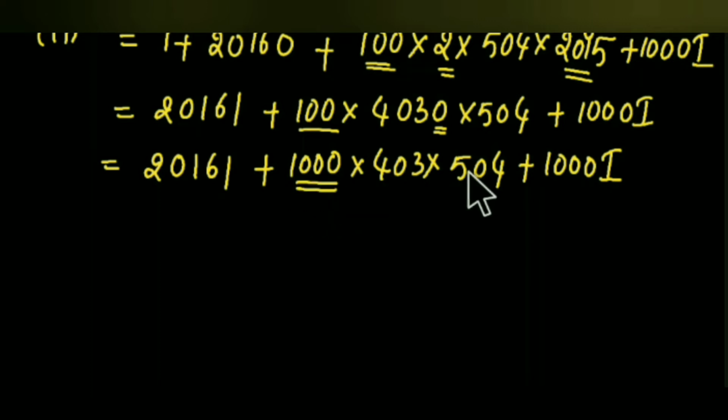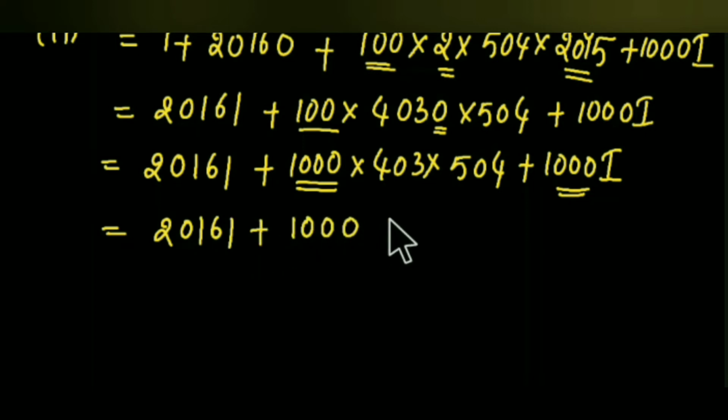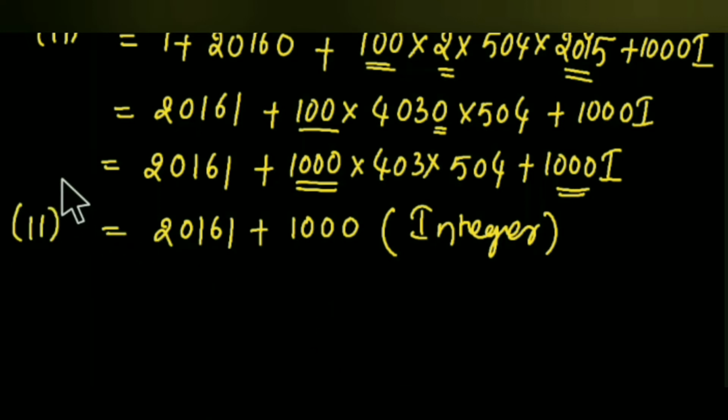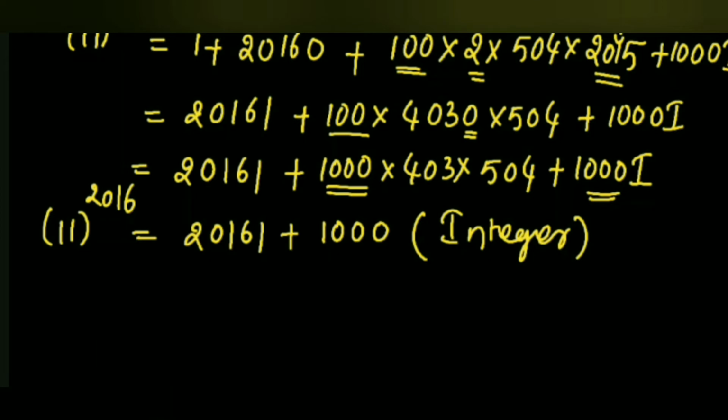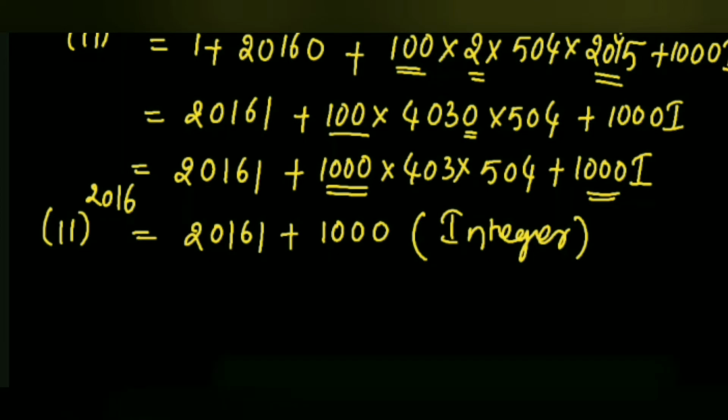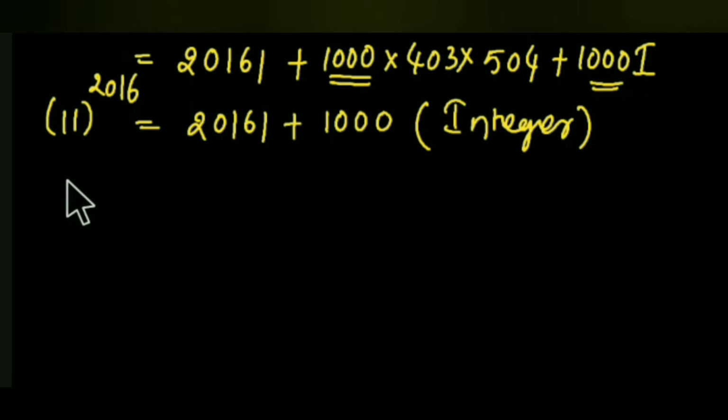So you can take 1000 as common. Now I can write it as 20,161 plus 1000 as common, and this multiplication plus the integer will again become some integer. So now the number 11 to the power 2016 is expressed in a different format: 1000 into some integer plus 20,161. Now this is to be divided by 1000.